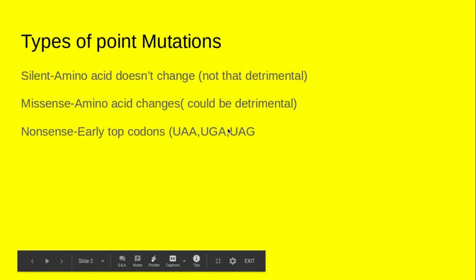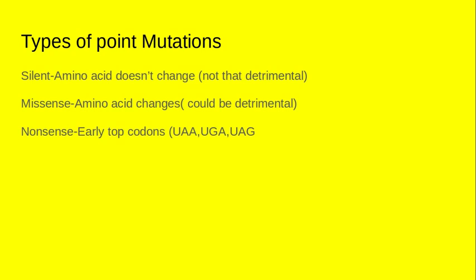Now, types of point mutations. Silent is when the amino acid does not change, right? It doesn't change. And so it's when you substitute a base pair from one another, but the amino acid stays the same. Now, this is not really that detrimental because you're not really messing the transcript too much, and compared to the other ones, it's really not that detrimental.